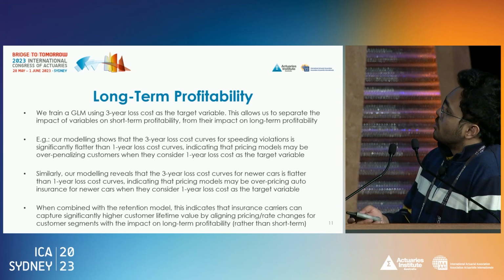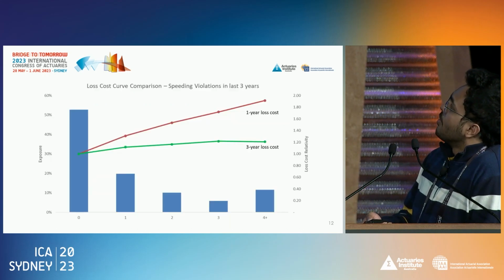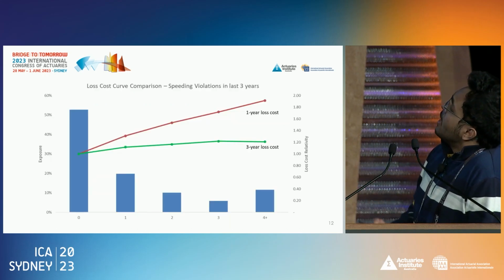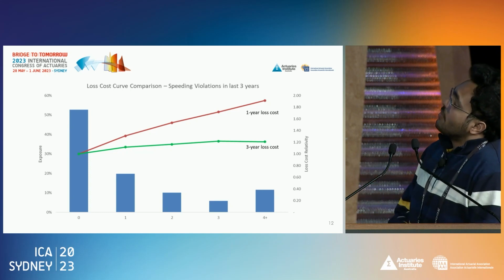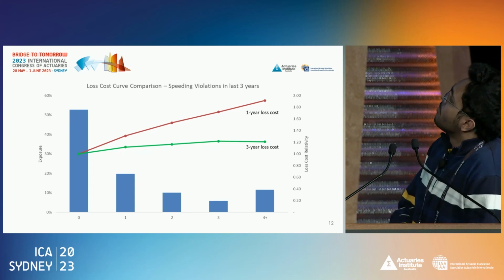I'll actually go on to show some of these points visually. So the red line over here in the chart that you can see is the 1-year loss cost curve. This variable is for speeding violations over the last 3 years.